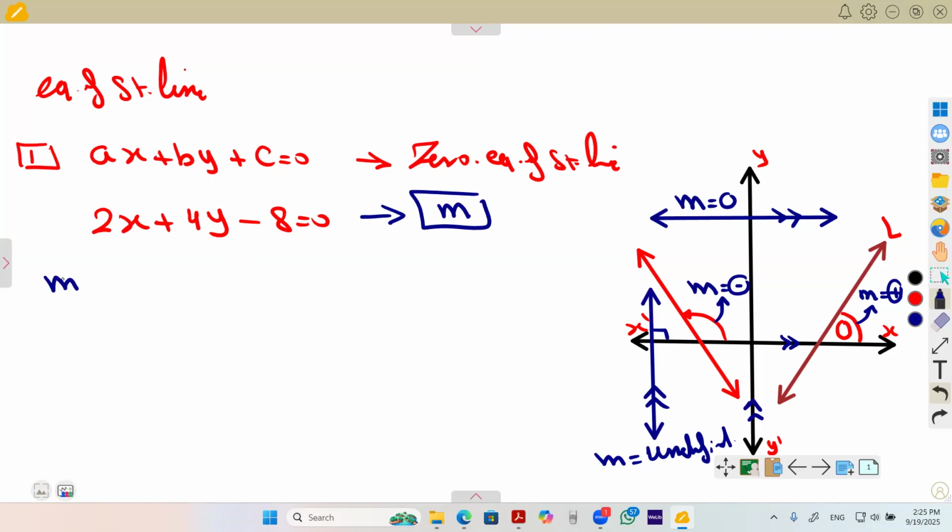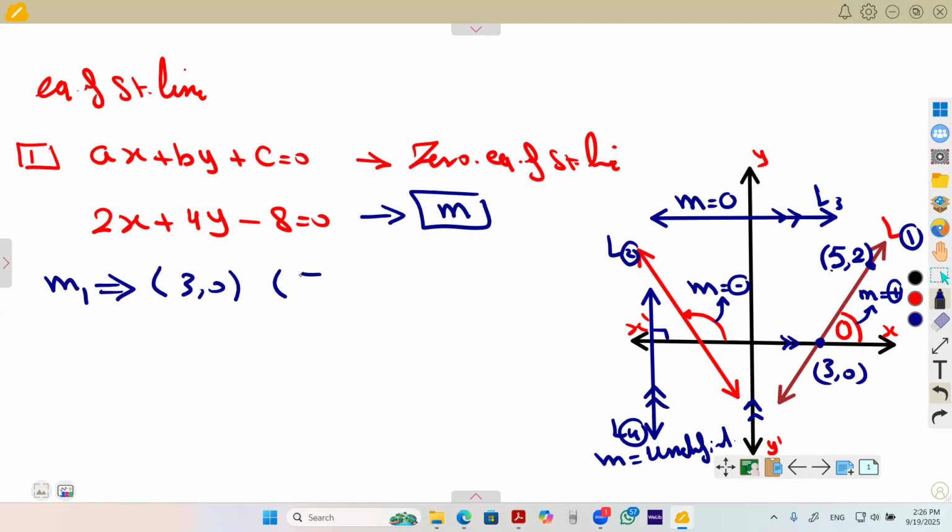First, before we start to get the slope or the gradient from the equation, how can we get the slope of any straight line? If I have straight lines like the ones in front of me now, we will call this L1 and this L2, and this is L3 and this is L4. If we imagine that this point is (3, 0) and this point is (5, 2), how can we get the slope from two given points? The straight line L1, we want its gradient, which we will call m1.